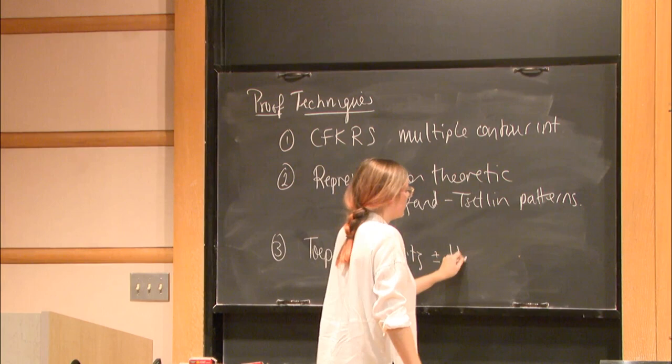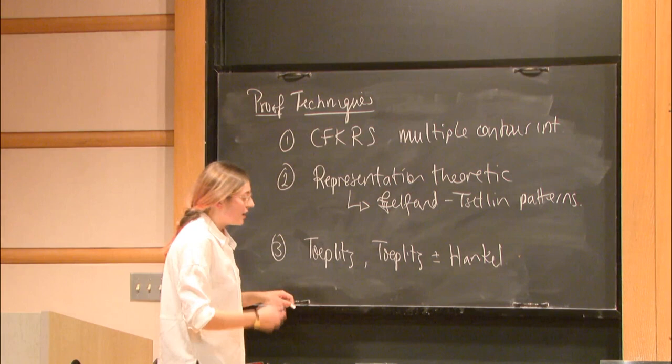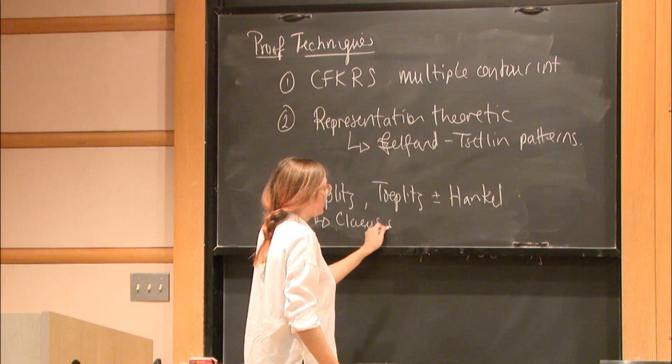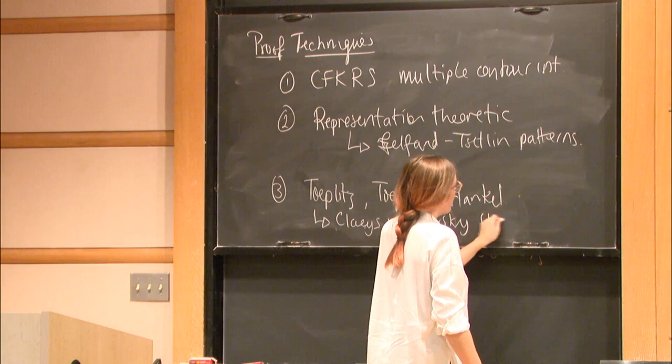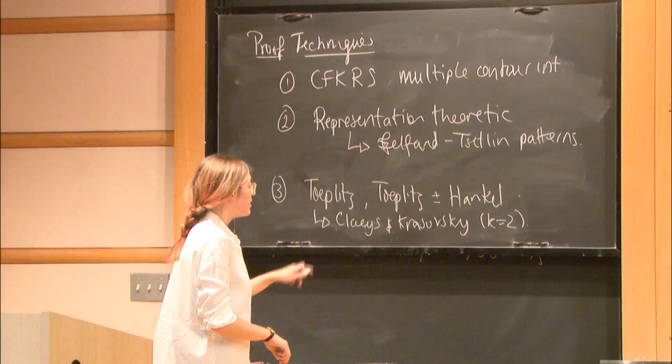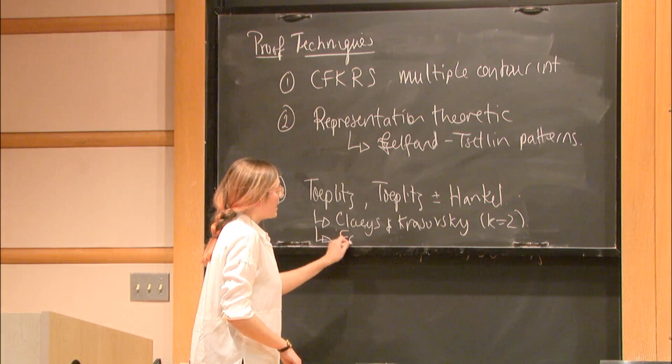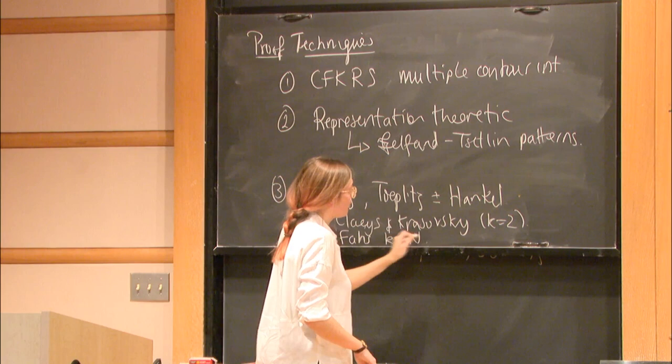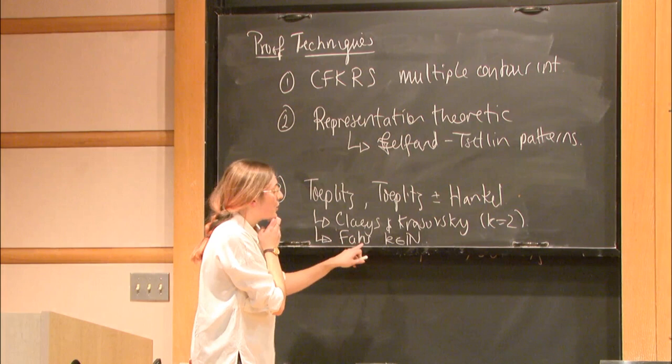So this third approach is what Claeys and Krasovsky used to get a uniform Fisher-Hartwig asymptotic for k equals 2, so for two merging singularities, using this idea, which Ben Fahs, at Imperial College London I believe, has recently extended to all integer k.